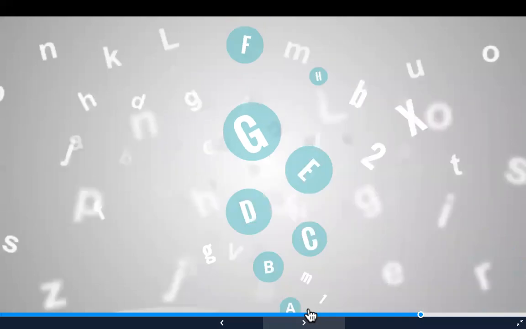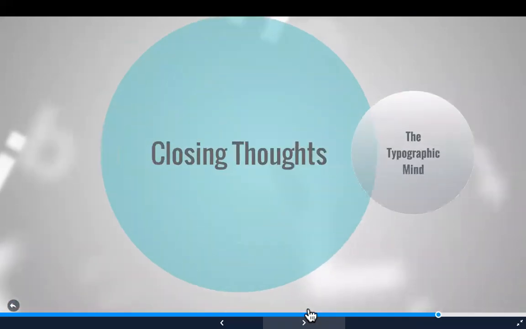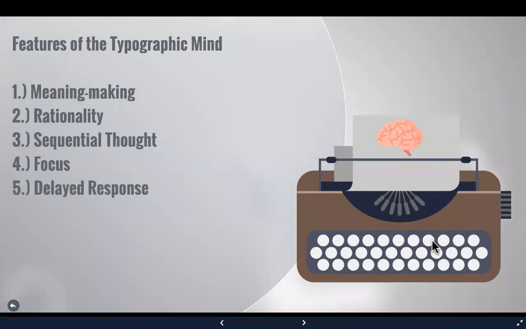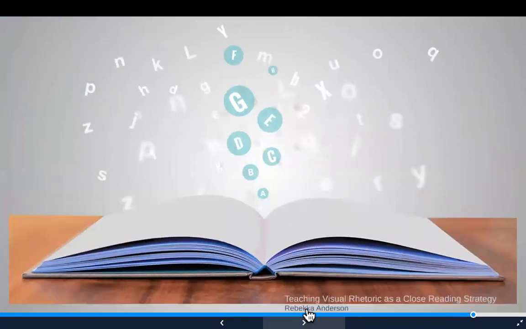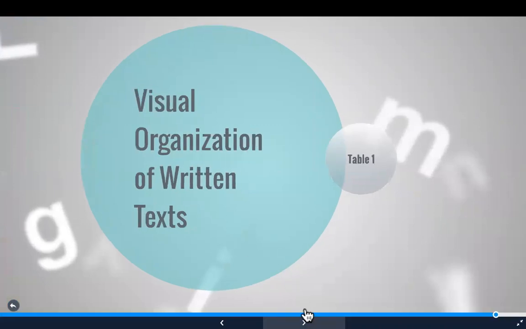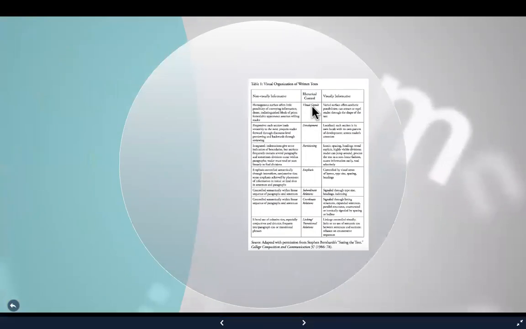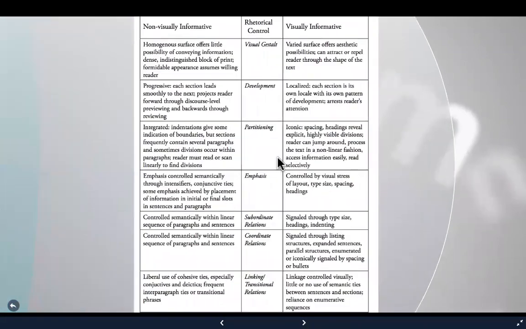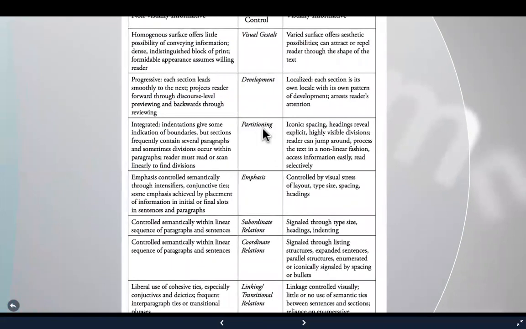And I know for me, this kind of clicked. The closing thought is that we have a mind that makes meaning out of sequential thought and focus. And if we're going to be writing online well, we really need to consider the visual organization of our written texts as much as possible, through what we emphasize, where we make breaks, what we partition, how we develop certain ideas, how we make relations subordinate to one another, like headings and bullet points, and how we link those things.